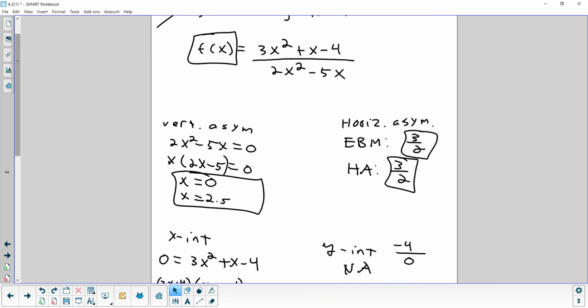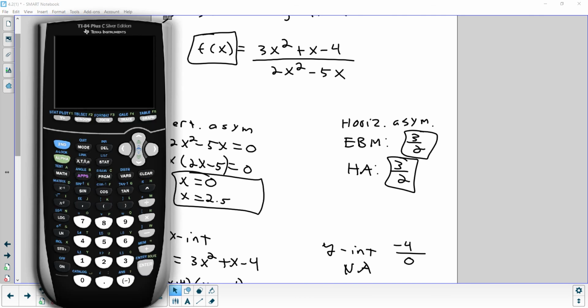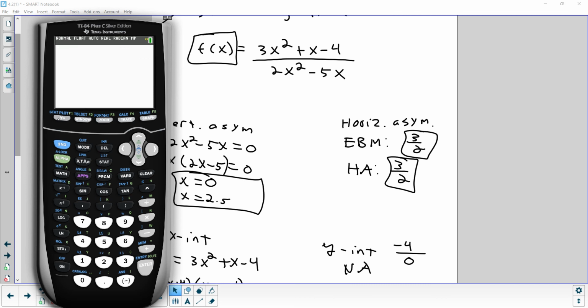Okay. What's the next step I do to get some more points? What am I going to use? Yep. Plug it into the table in our graphing calculator. I'm going to use the table, and I'm going to find as many points as I need to get a good sketch. So 3x squared plus x minus 4 divided by 2x squared minus 5x.